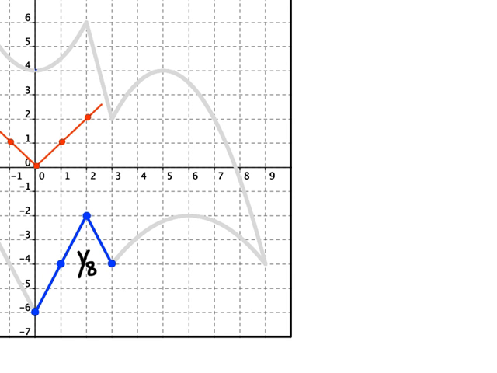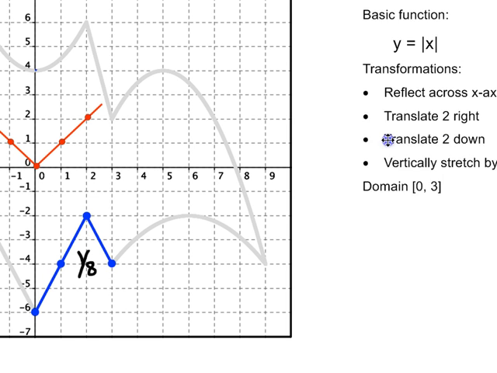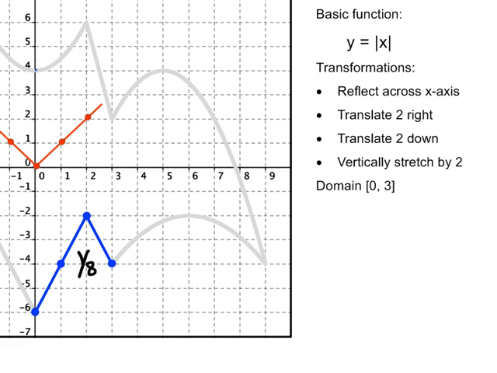I'm going to go ahead and bring my transformations out here. I'm going to say that we want to reflect it across the x-axis, translate it 2 to the right, 2 down, and then vertically stretch it by a factor of 2. If you have an answer that's different than mine, don't automatically assume that you're wrong. Your answer might be correct as well, and I would encourage you to apply your transformations and type it in your calculator and see if it works.